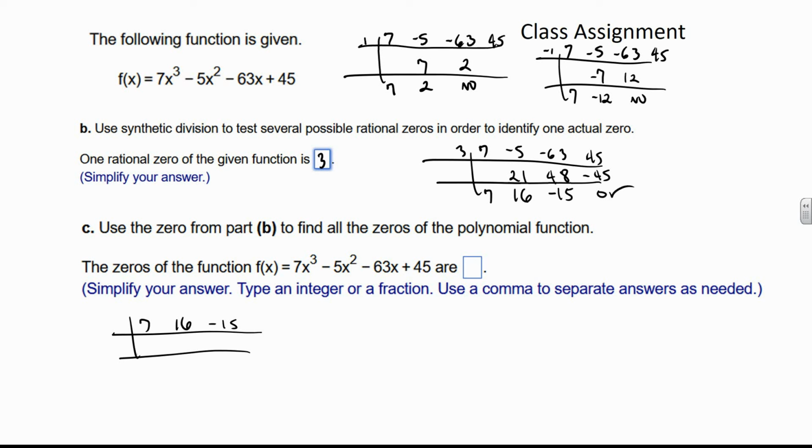What did you try? What worked? Negative 3? Negative 3 worked? Yep. Very good. And now what you end up with is 7x minus 5 equal to 0. So that gives you x is equal to 5 over 7. So we have 3, negative 3, 5 over 7. Does that make sense? Okay.